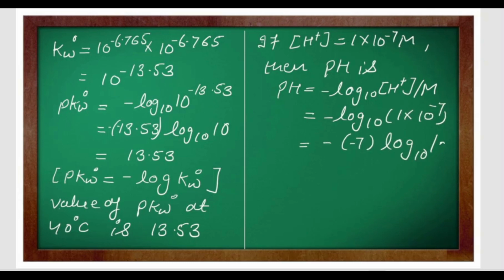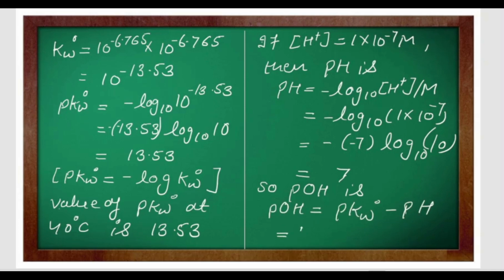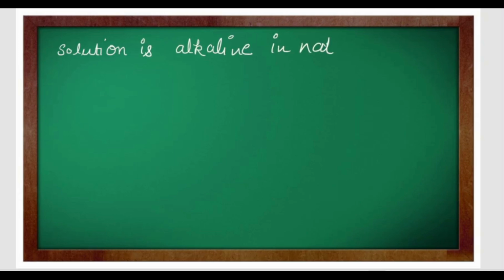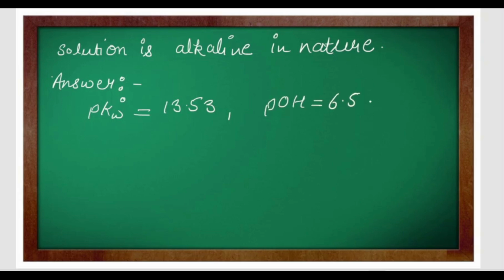Now we know the value of pH, which is 7, and pKw, which is 13.53. We can find out pOH, which is equal to pKw minus pH. After solving, the pOH value is 6.53. After comparing hydrogen and hydroxide ion concentration, the nature of the solution is alkaline. So the final answer is pKw is 13.53 and pOH is 6.53.